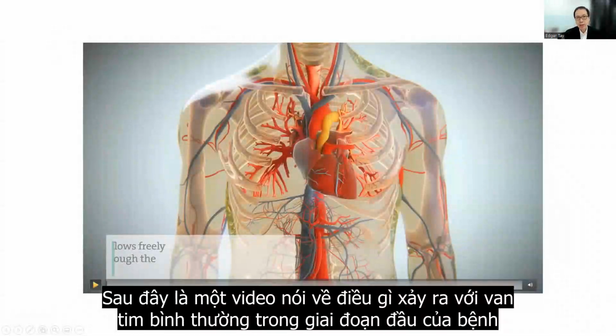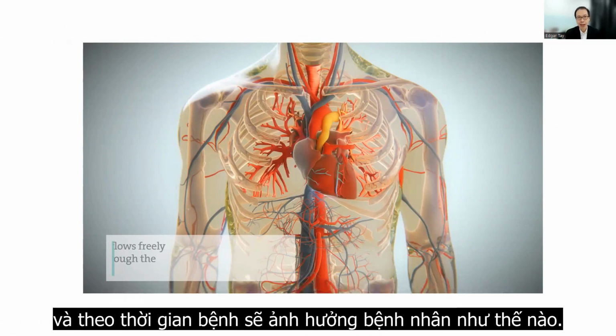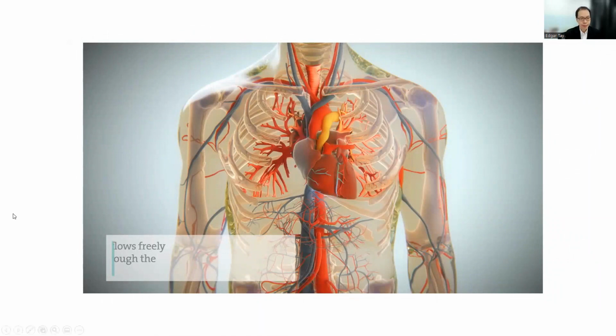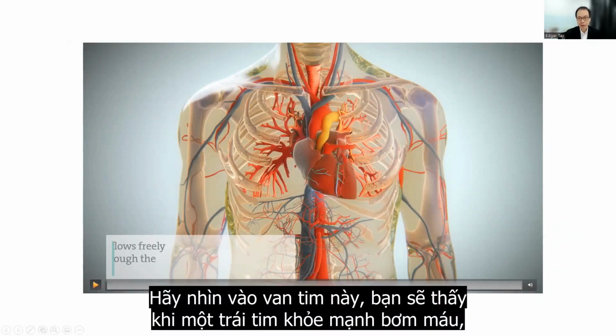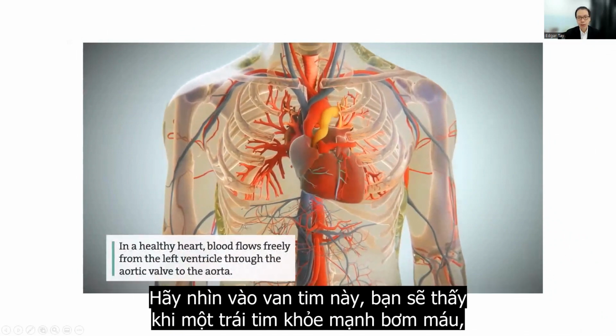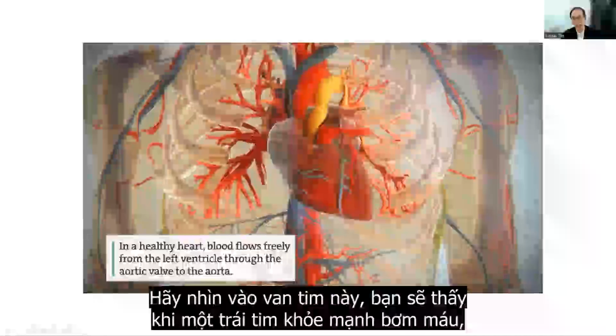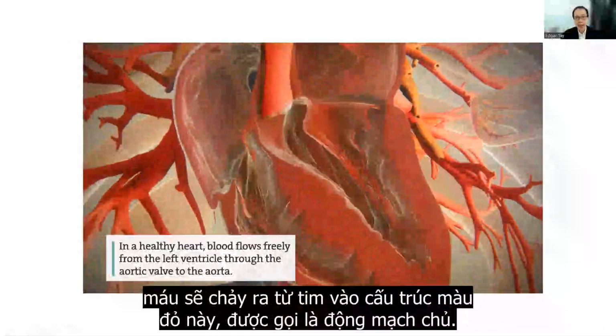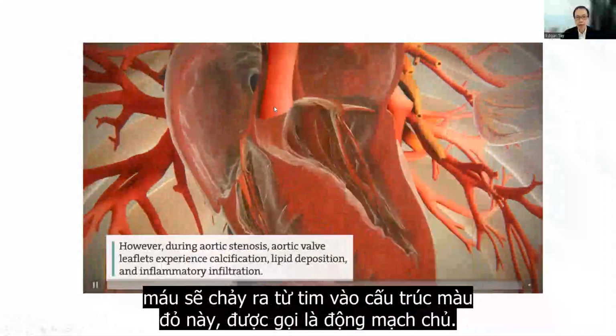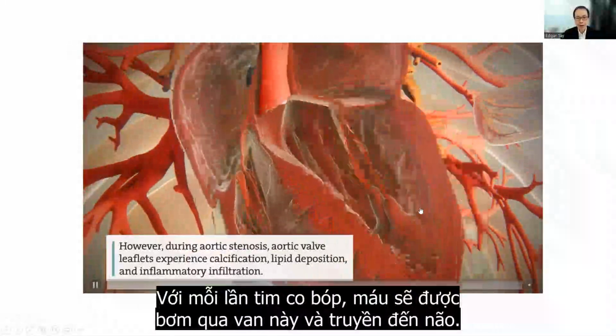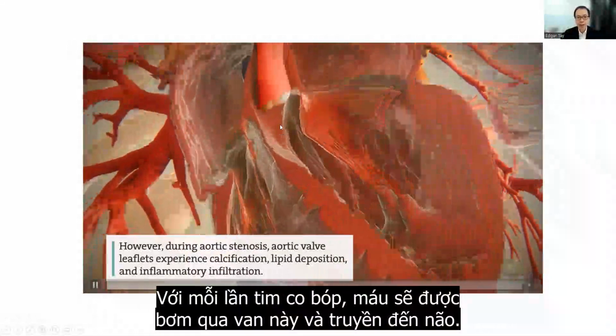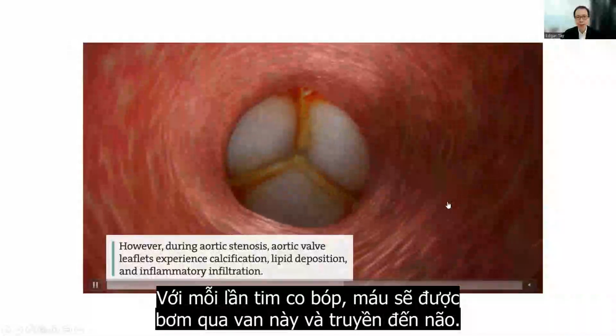I'm going to show you this important video, which will actually show us what happens to a normal heart valve in the early stage of a person's illness, and over time, how this heart valve problem can become an issue for the patient. If you look at this heart valve, you will see that as the heart pumps in a healthy heart, blood will flow out from the heart into this red structure called the aorta. With every contraction of the heart, blood is then pumped through this valve, and that supplies the brain.